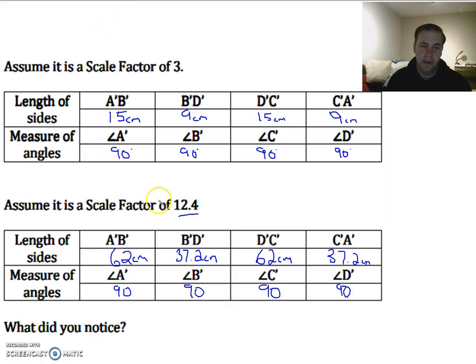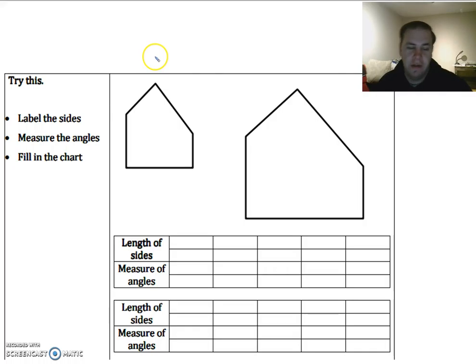But here, we made this exact same side change to all sides. Therefore, the angles are not affected. So if we take a look at this shape here, this polygon, it's not a pentagon. What you should first off try to do is label the sides.